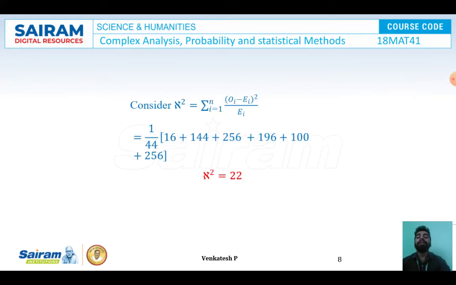Now we'll calculate the chi-square value. Chi-square is given by summation i from 1 to n of (Oi minus Ei) whole square divided by Ei. I can take 1 by Ei as a common factor, that is 1 by 44. Simplifying, (Oi minus Ei) whole square for each term gives 16 plus 144 plus 256 plus 196 plus 100 plus 256. Hence the value of chi-square will be equal to 22.